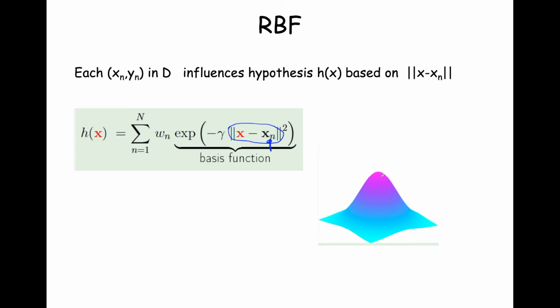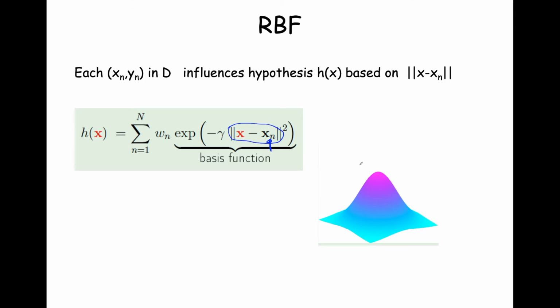Now, this is what the radial basis function looks like. And the radial part corresponds to that difference. And then the basis part corresponds to this decaying exponential. Now, of course, if x is closer to xn, this xn is going to have a greater influence on this weighted sum. And if x is really far away, xn is really far away from x, then the influence for that particular xn is going to be small.